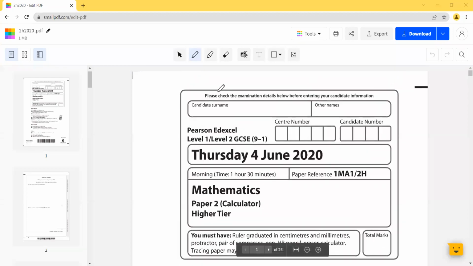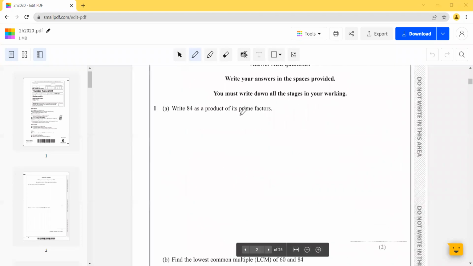This is the GCSE Maths 2020 Paper 2 higher tier, and let's start. Question 1a, write 84 as a product of its prime factors. Okay, this is pretty simple.